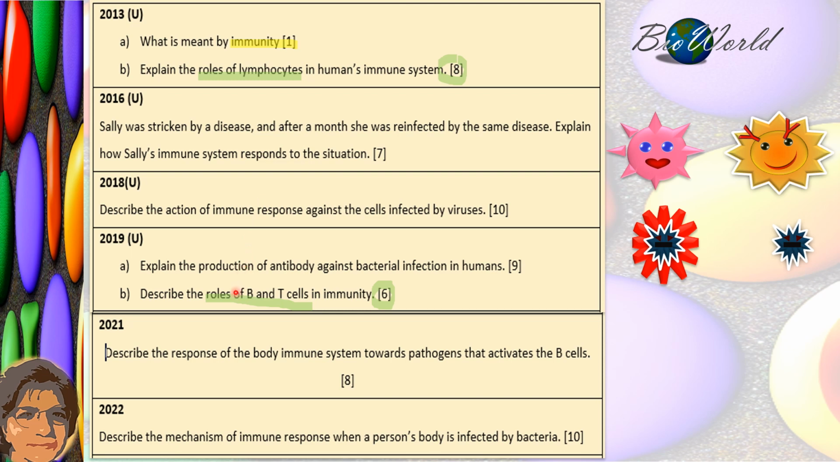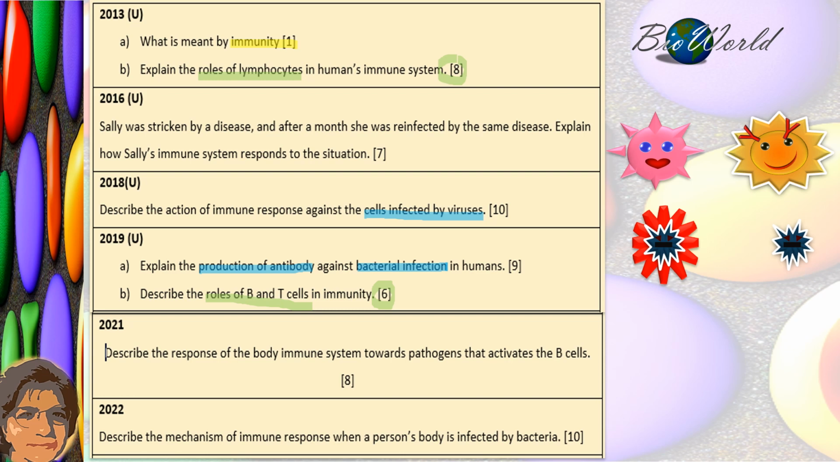Okay, let's see another pattern of question. Okay, this time you look at the 2018 repeat. They ask you to describe the action of the immune response against cells infected by viruses. Okay. Then we look at the 2019 repeat. They ask you to explain the production of antibody against bacterial infection in humans. Okay, sounds very similar. We continue with 2021.